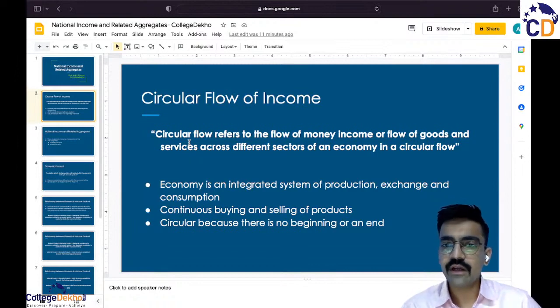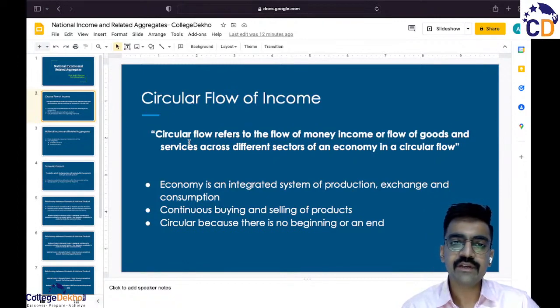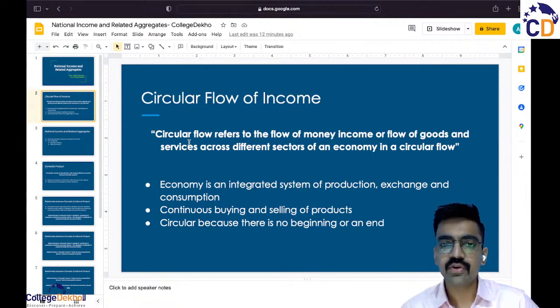And so it is a continuous flow. It is a non-stop flow of different types of commodities. These commodities could be goods, these commodities could be services, and it is a continuous flow that is going on in the economy, in different sectors of the economy. It could be within the same sector, or it could be between different types of sectors. And to understand this better, let us go through these 3 points.